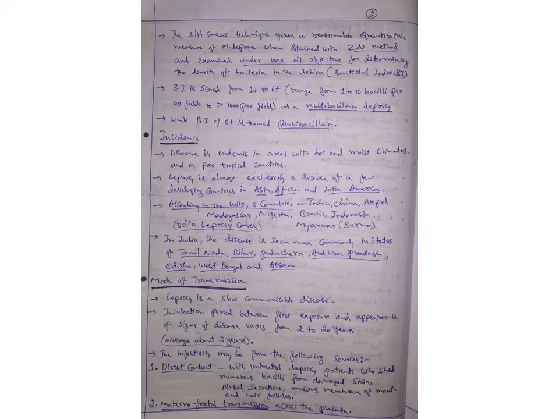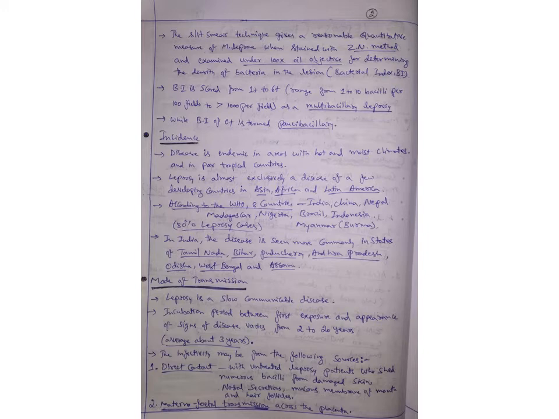If it is more than 1000, it is multibacillary leprosy. Multibacillary leprosy means the amount of microorganisms will be more. The bacterial index BI will be higher for multibacillary leprosy, while a bacterial index BI of 0 plus is termed paucibacillary. Then incidence, that means where leprosy is reported more.